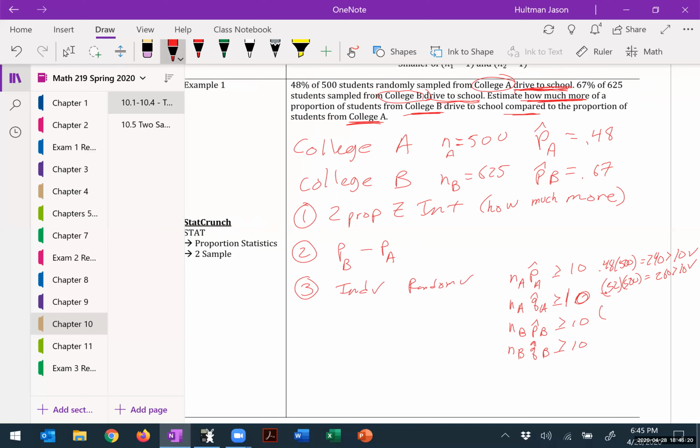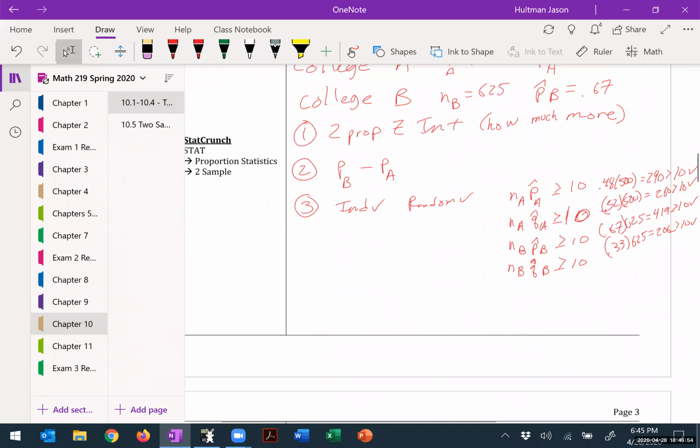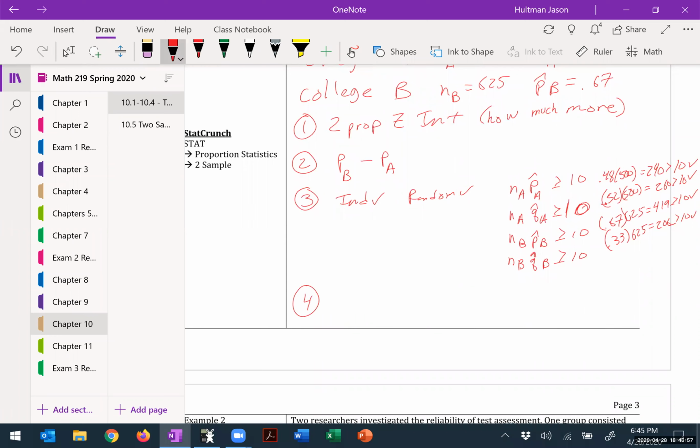Okay, what about the proportion for college B? That's 0.67 times 625, which is about 419, we'll round, which is greater than 10. We just need to know the ballpark, because 419 is much bigger than 10. And then 0.33 times 625 is about 206, which is greater than 10. So they all check. All of our criteria hold, so now let's actually run the numbers.